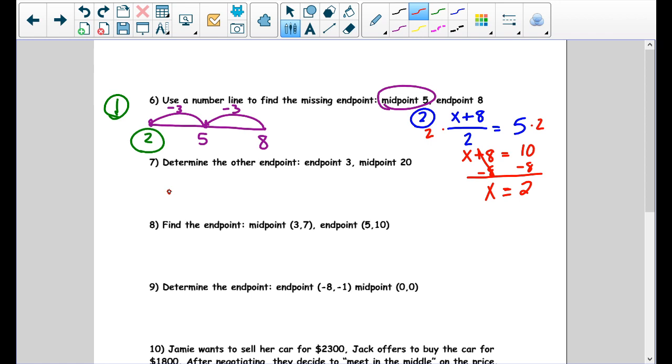So let's take a look at 7. Here the problem is you have to draw this picture and put numbers on there. What's my midpoint? 20. That's where I would start. Now, what's the endpoint? 3. It's going to go on the left because it's smaller. So now we're going from 3 to 20. What do I do? Adding what? 17. So then I need to add 17 to 20. 20 plus 17 is 37. And we're done. That's my other endpoint. Easy until I get a worksheet.